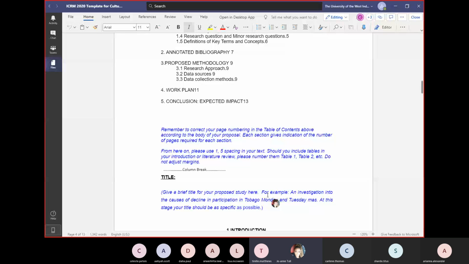Worksheet 1. And what part of worksheet 1 is that? Correct, worksheet 1. The draft topic. The draft topic.